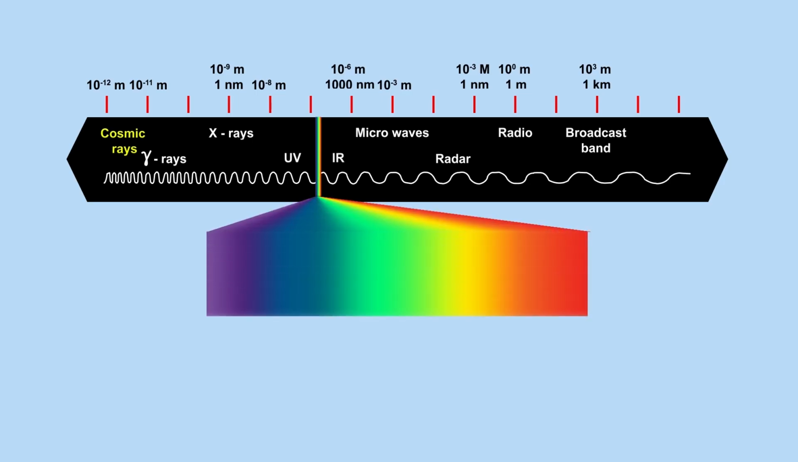The wavelengths of visible lights are from 400 nanometers to 700 nanometers.